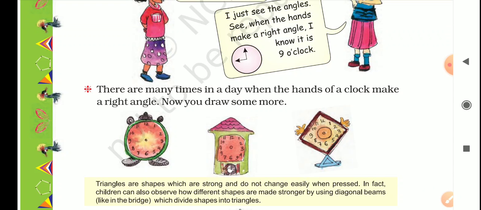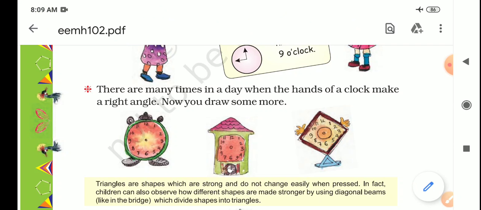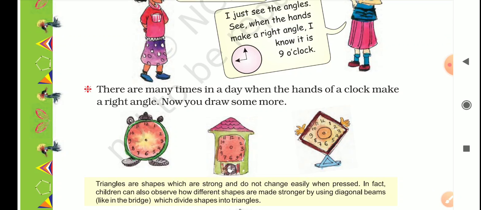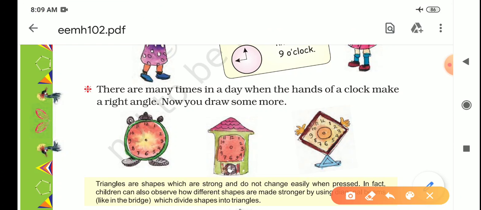Here 3 clocks are given to you. One I am doing for you and the other 2 you have to do in your homework. As Zenat said, at 9 o'clock a right angle is formed. Next, how else can we tell when a right angle is formed? See here, 1 clock is there and I am doing it for you.